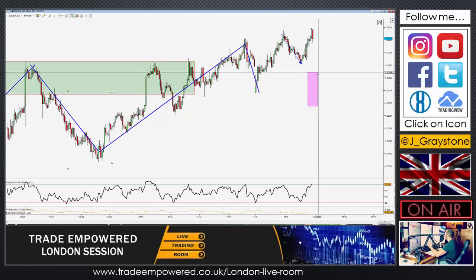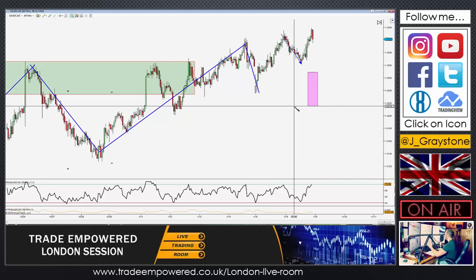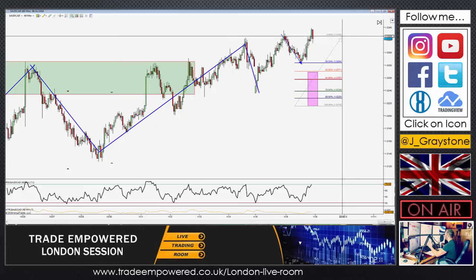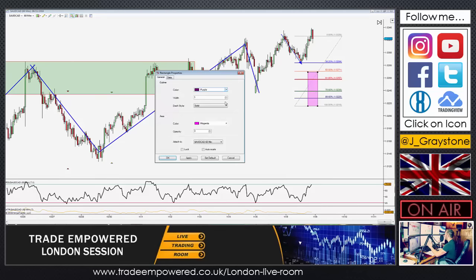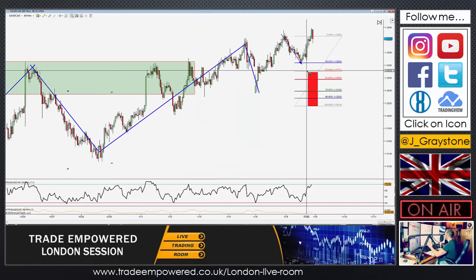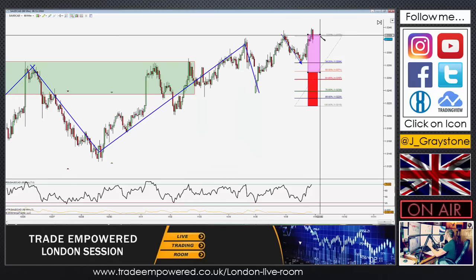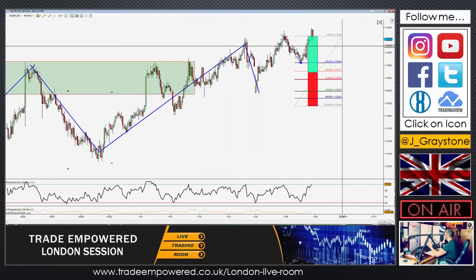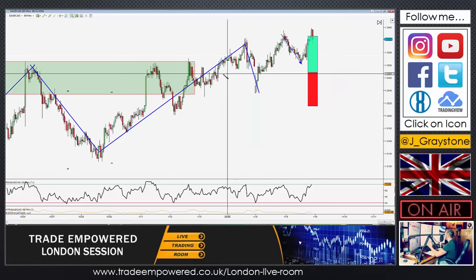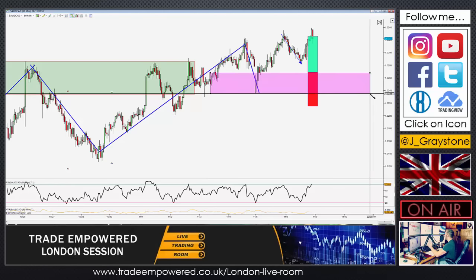And in order to get a 1-to-1, if I was shooting for a retest of the highs, I wanted just over a 1-to-1. So my stop loss, my risk looked like this. My targets would have been a retest of the highs. Let's just colour this in green. And my kill zone would have been this area here.